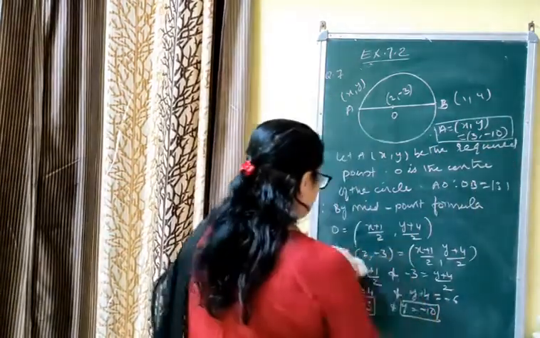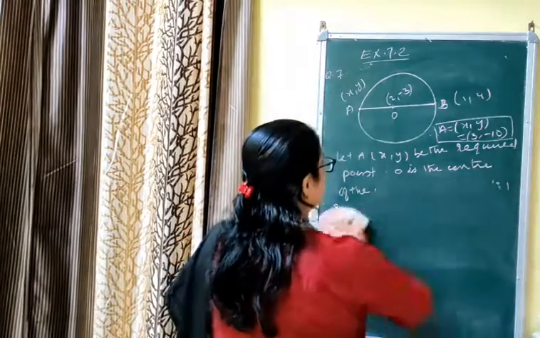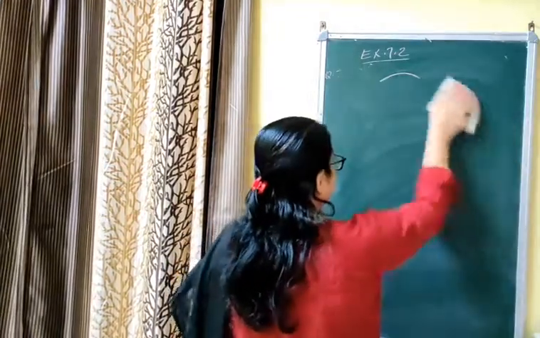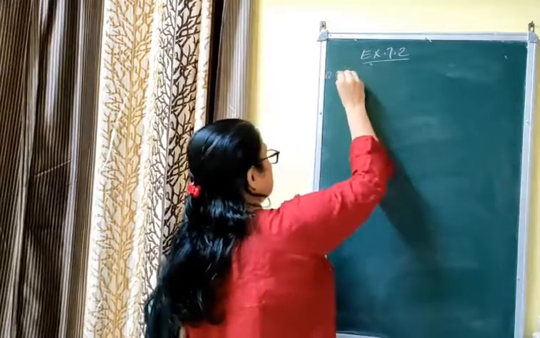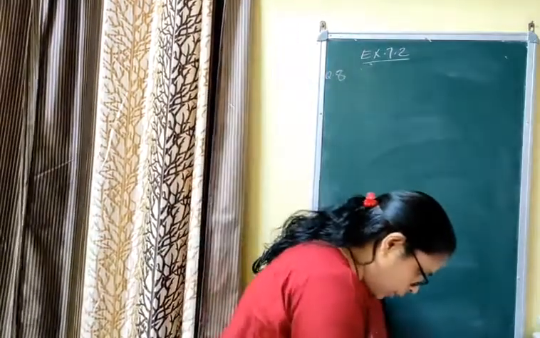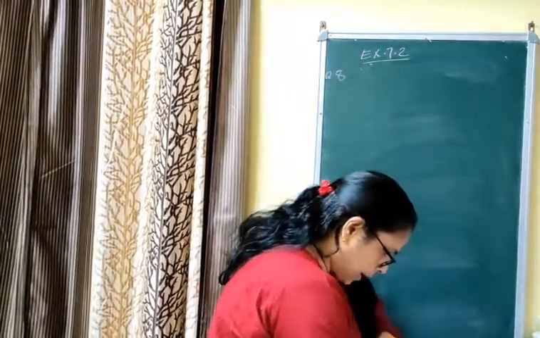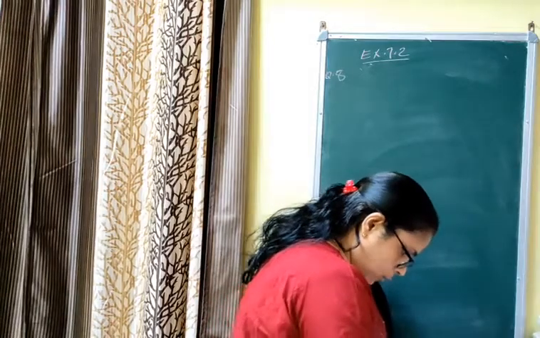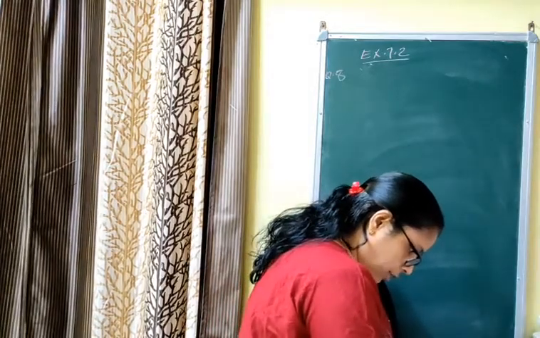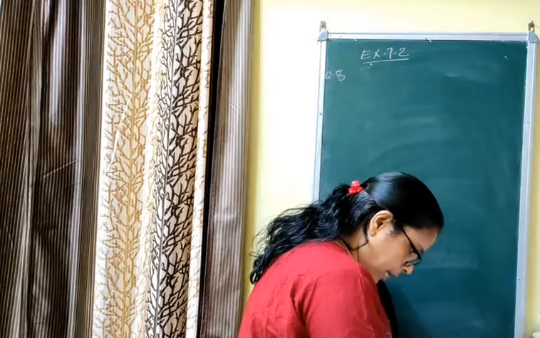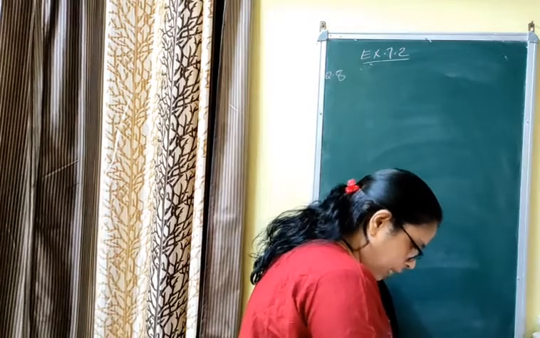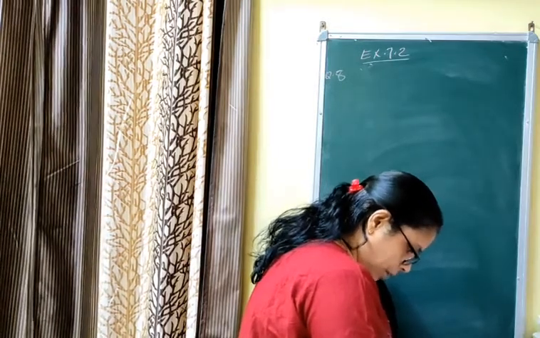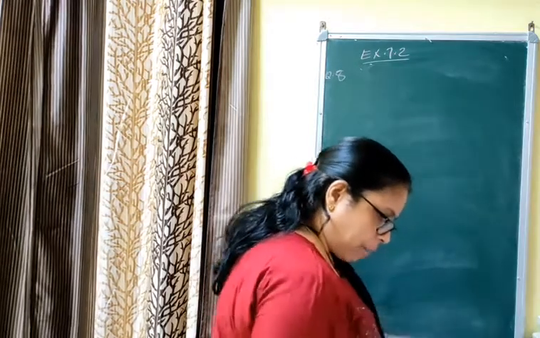This is the 7th question. Next one is the 8th question. I am reading the question: If A and B are (-2, -2) and (2, 4) respectively, find the coordinates of P such that AP equal to 3/7 AB and P lies on the segment AB.